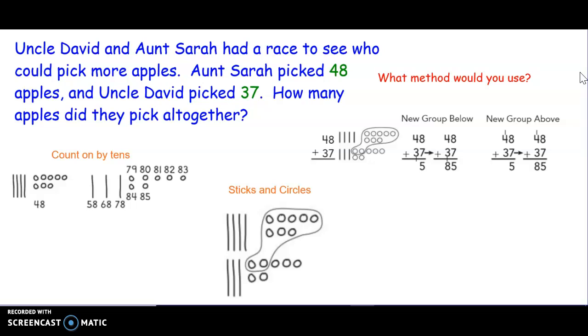So the problem says, Uncle David and Aunt Sarah had a race to see who could pick more apples. Aunt Sarah picked 48 apples, and Uncle David picked 37. How many apples did they pick all together?